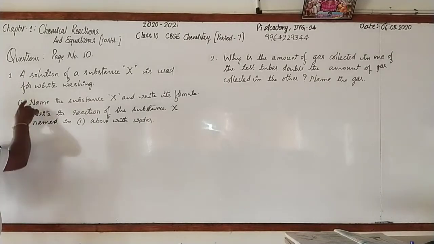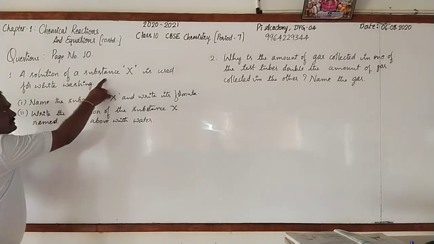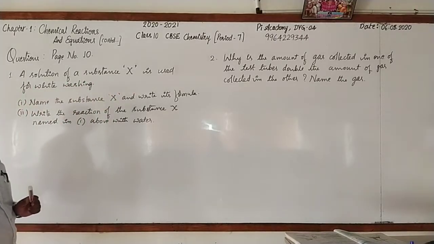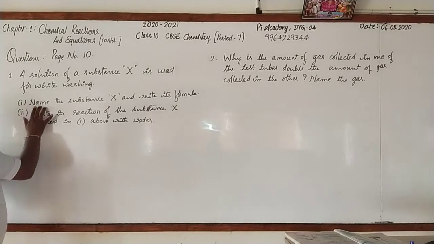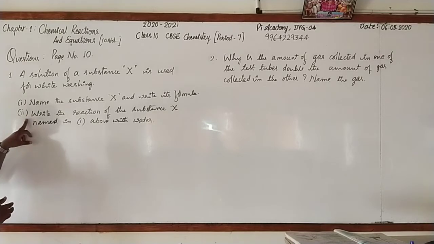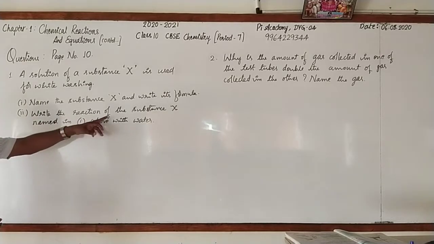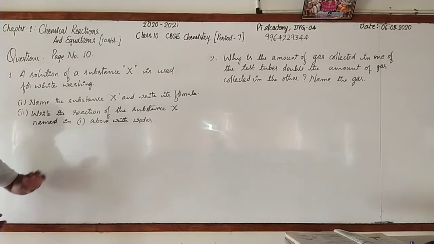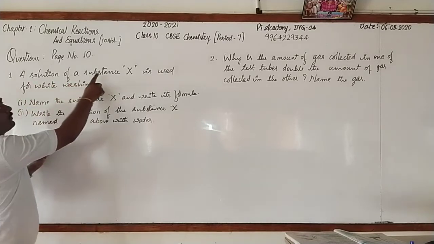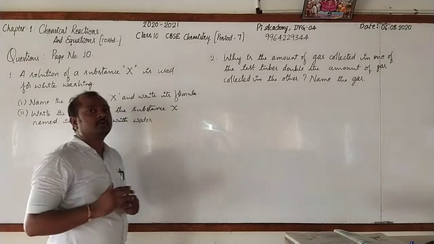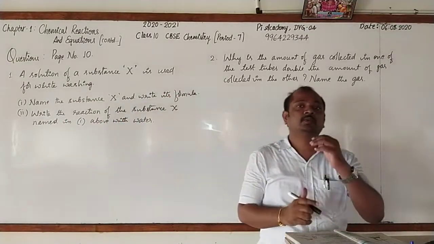The first question is like this. A solution of a substance X is used for whitewashing. Name the substance X and write its formula. Second one, write the reaction of the substance X named in the first above with water. Did you understand? Observe it. Solution of a substance X is used for whitewashing. Could you tell which substance is used for whitewashing?